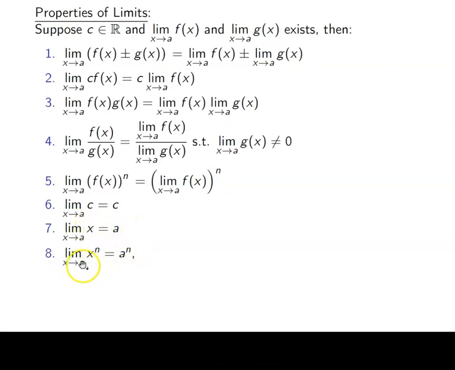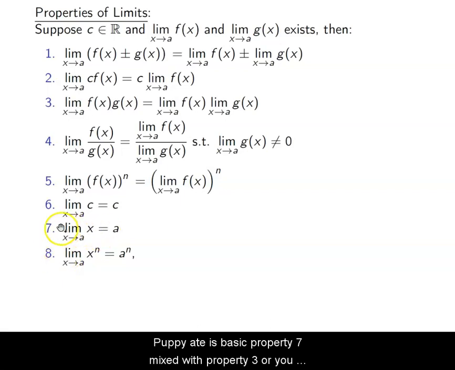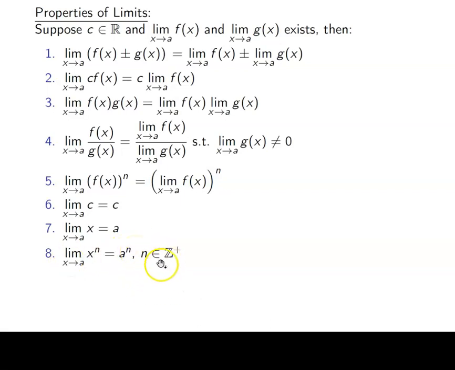Okay. Same thing here. This is basically the limit of a power function. As we said before, it's a continuous function. So I can just evaluate it at a, because property 8 is basically property 7 mixed with property 3, or you can think about it as property 7 mixed with property 5, right? It's basically x times x times x times x. So that's really just a times a times a, over and over again. Okay. So here n is a positive integer.